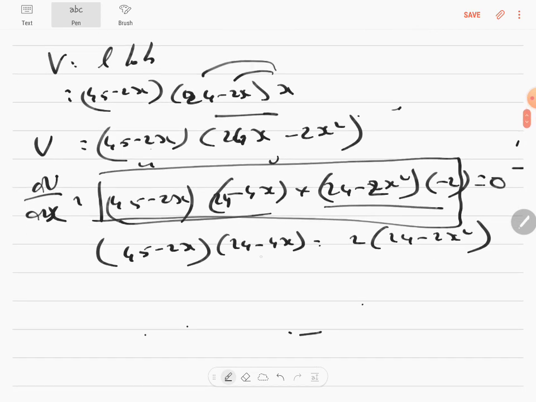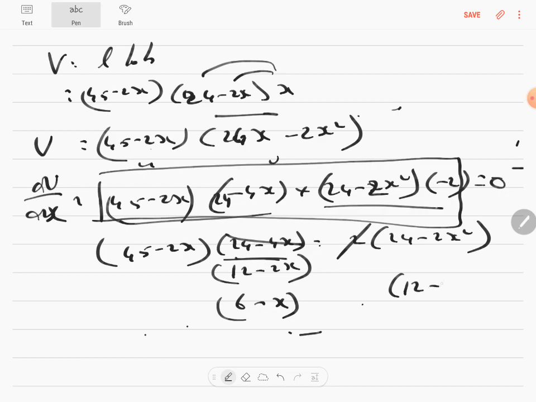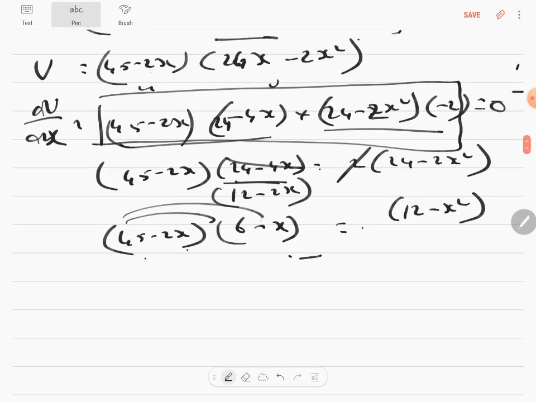From this I can take a 2 out. It will become 12 minus 2x and this 2 will get cancelled. Correct? From this again I can take a 2 out. It will become 6 minus x and this will become 12x minus x square. And I have a 45 minus 2x. I'm going to multiply it inside.